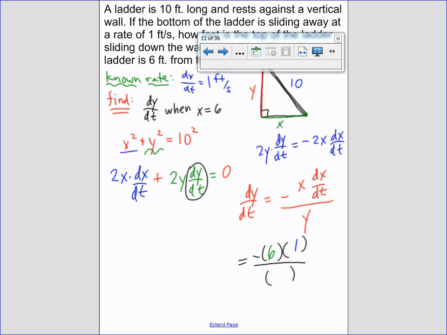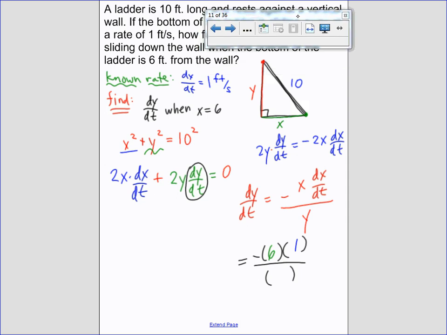Riley? 10 squared minus 6. Yeah, we could go back to our original relationship. We know that 10 squared minus 6 squared equals y squared, and then take the square root. So at the instant when x equals 6, I can figure out what y is, and I'll do that with the Pythagorean theorem. So when x equals 6, y equals the square root of 100 minus 36 is 64. The square root of 64 is 8.